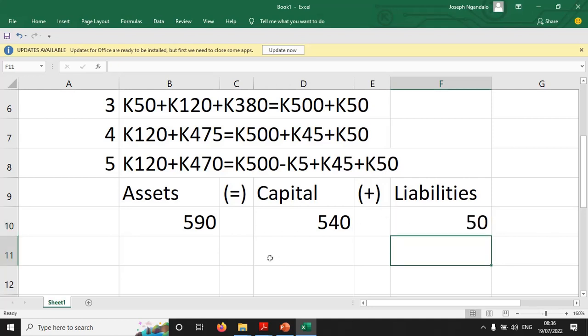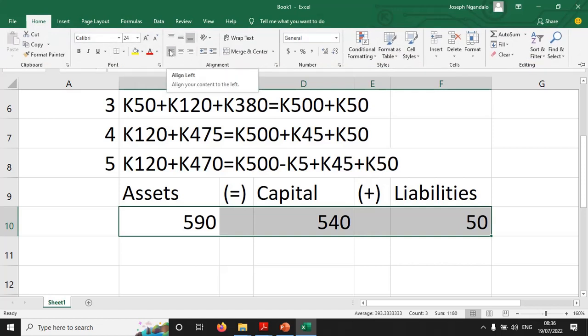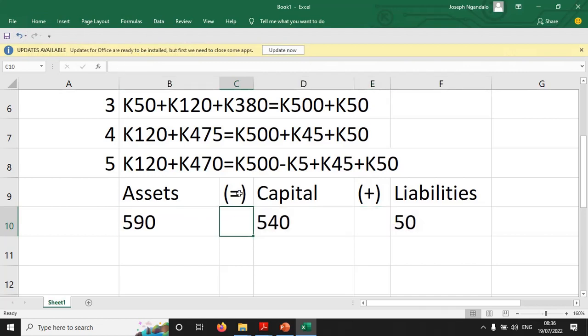Are we okay? Can we confirm that this is correct? She can confirm. What about others? You can also confirm? Are you able to confirm? I think you can. So that's what we have there. The accounting equation. Can I proceed?